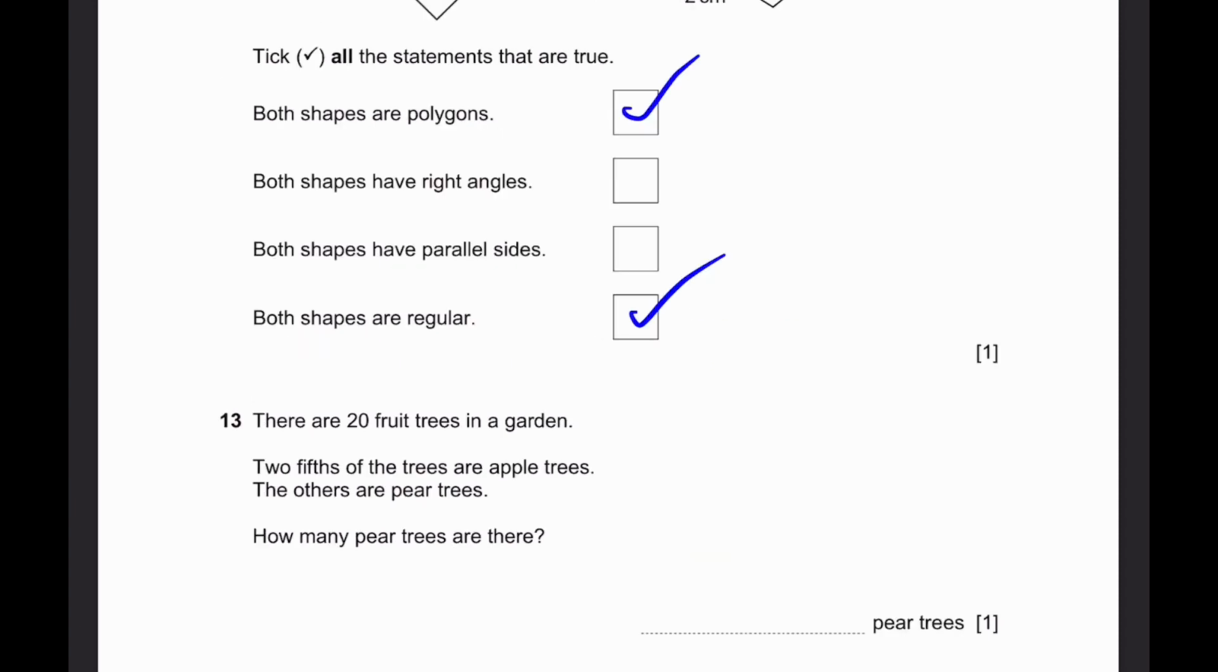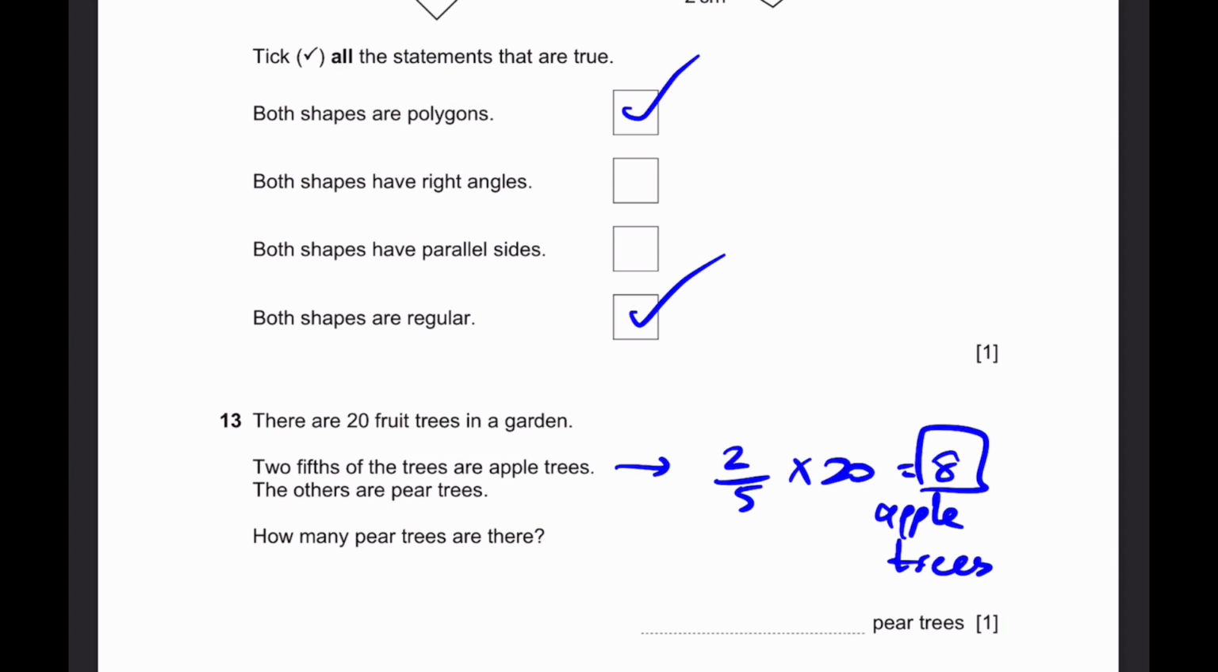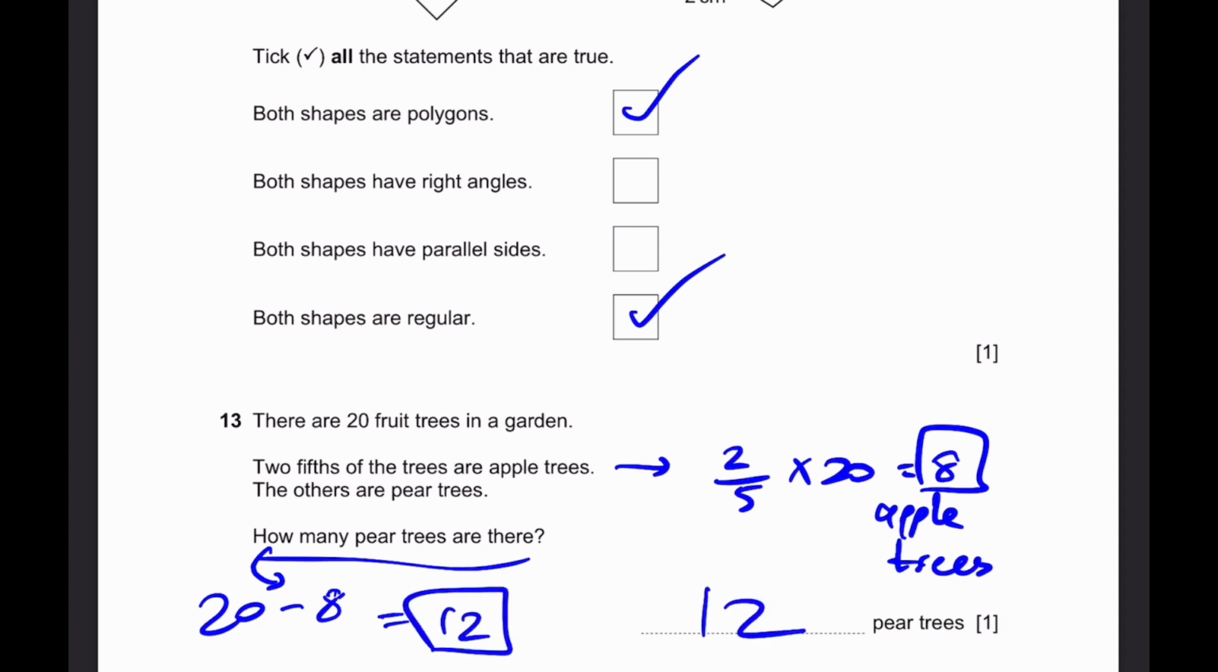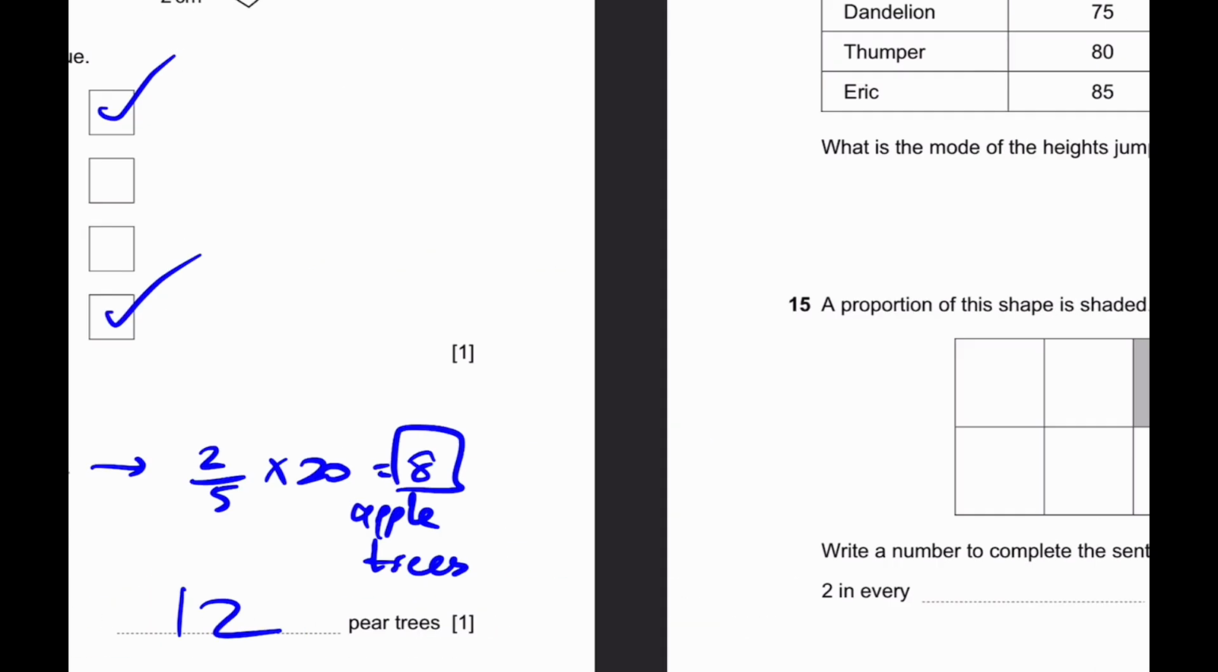Question 13. There are 20 fruit trees in a garden. 2/5 are apple trees, the others are pear trees. How many pear trees are there? So 2/5 of the trees are apple trees. That means 2/5 times 20. That's the number of apple trees. 8 apple trees. And how many pear trees? It's going to be 20 minus 8. So that's going to be equal to 12 pear trees. That's our answer.